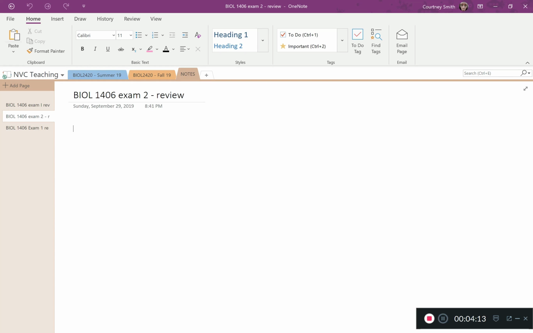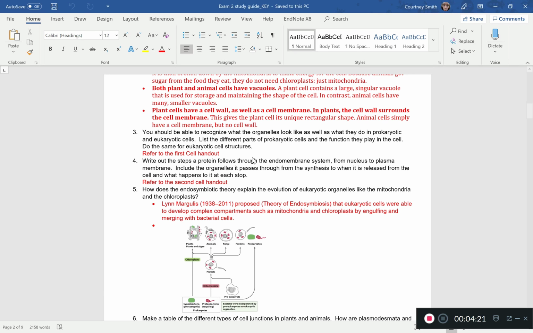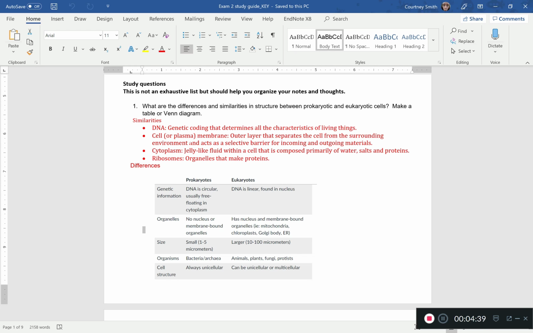Overall, I'm going to talk about the differences and the similarities between a prokaryotic and a eukaryotic cell. The similarities are that yes, they both have DNA, but the difference between them in terms of their DNA is how it's organized. In prokaryotes, their DNA is circular and free floating, so it's not inside a nucleus, whereas in eukaryotic cells, it's linear DNA and it is only found in the nucleus.